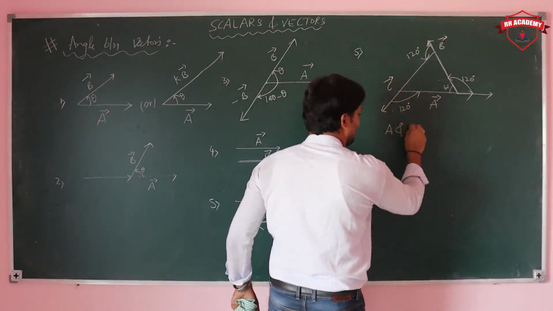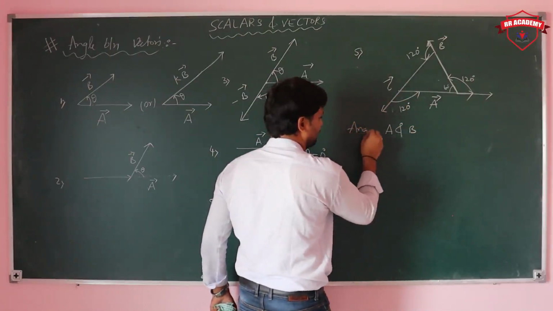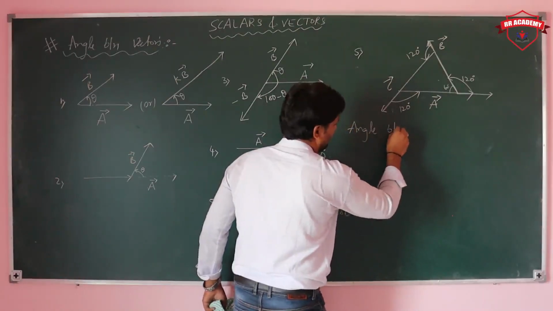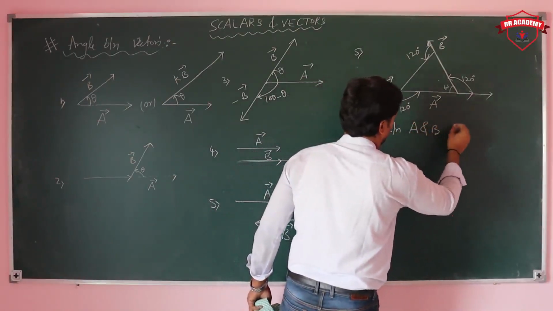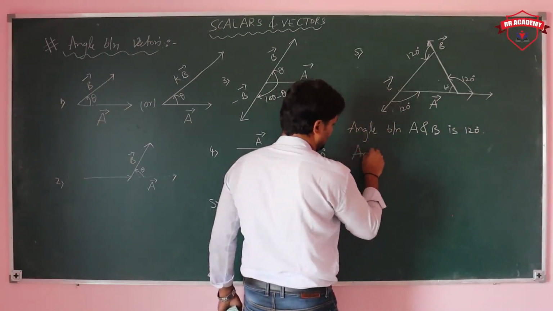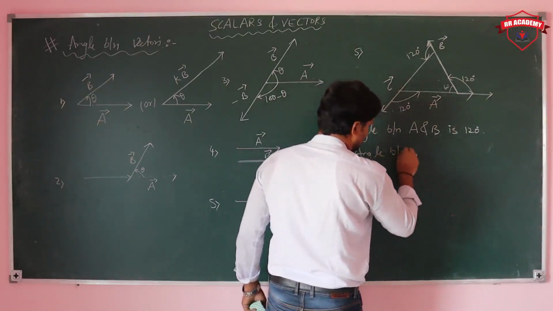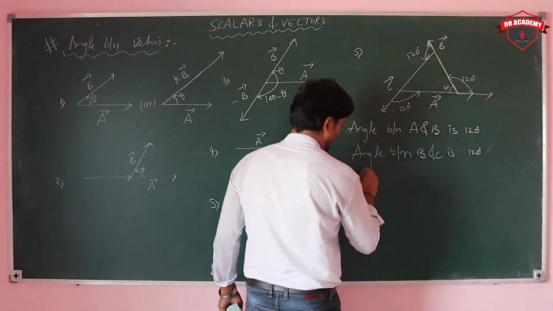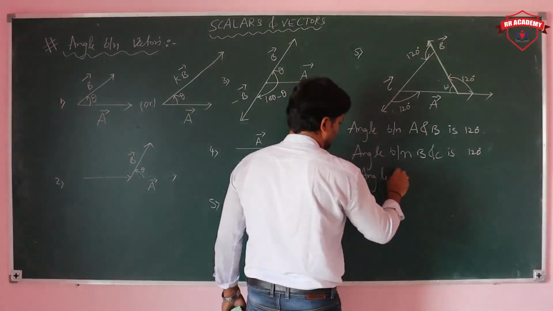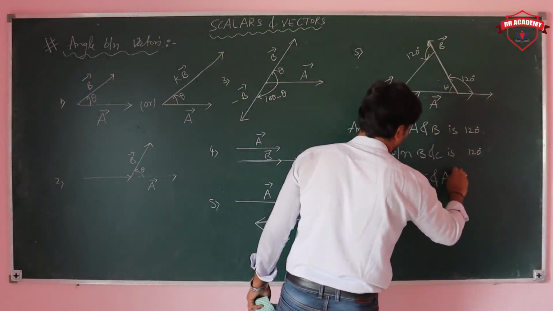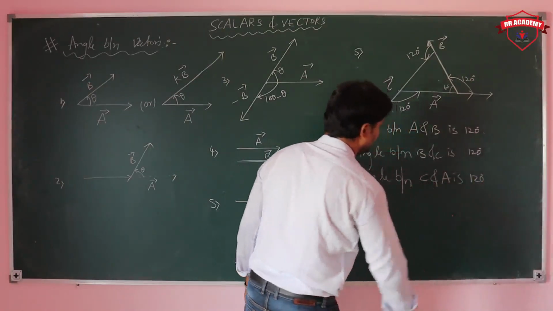Angle between A and B in an equilateral triangle, in this condition, is 120. Angle between B and C is also 120. Angle between C and A is also 120 in this condition.